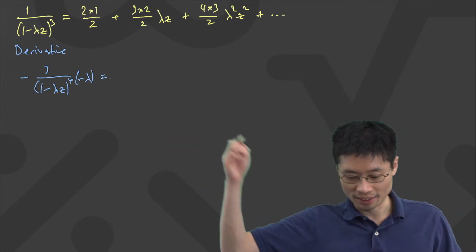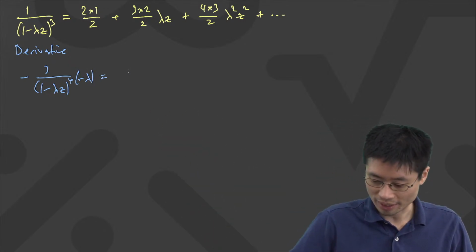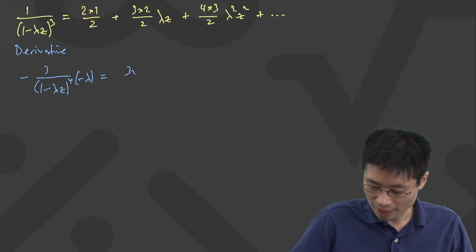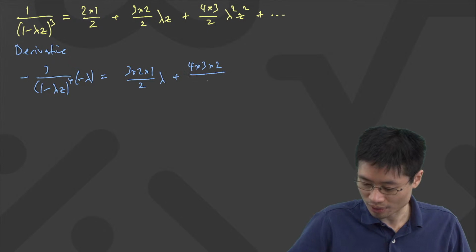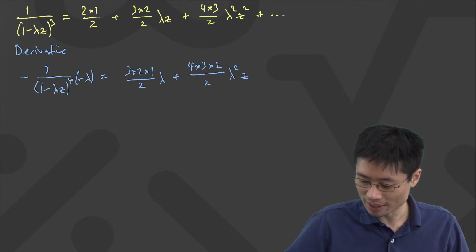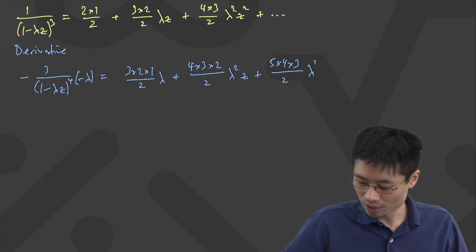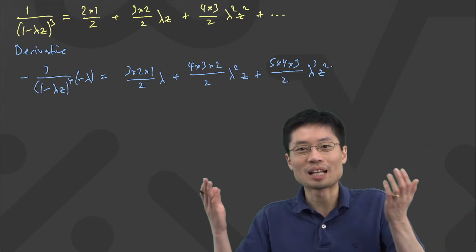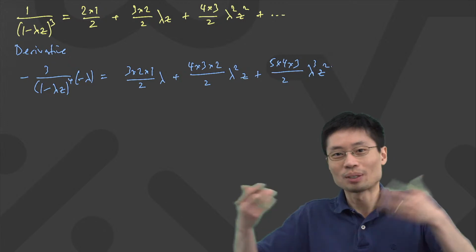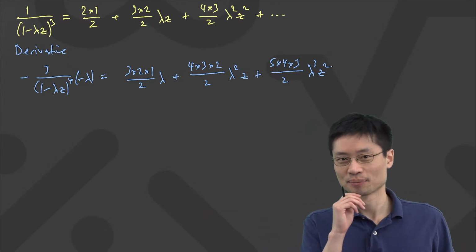Equals, you drop the first thing, because there's no z to derivative. And then I get 3 times 2 times 1 over 2 times just a plain lambda, plus 4 times 3 times 2 over 2 lambda squared z, plus I guess the next one will be 5 times 4 times 3 all over 2 lambda cubed z squared. What's happening? What will happen next? What's my next thing I do? Someone help me out.